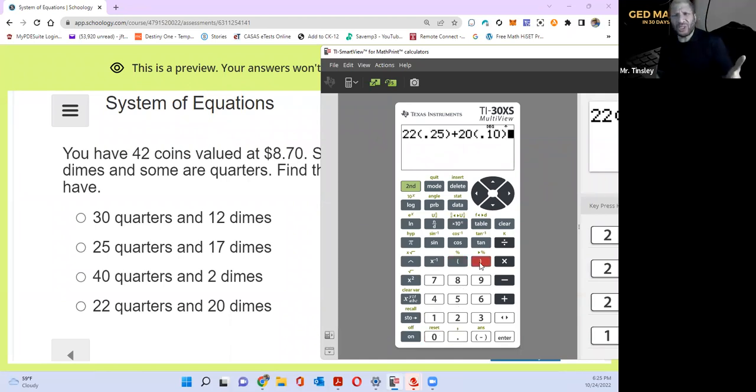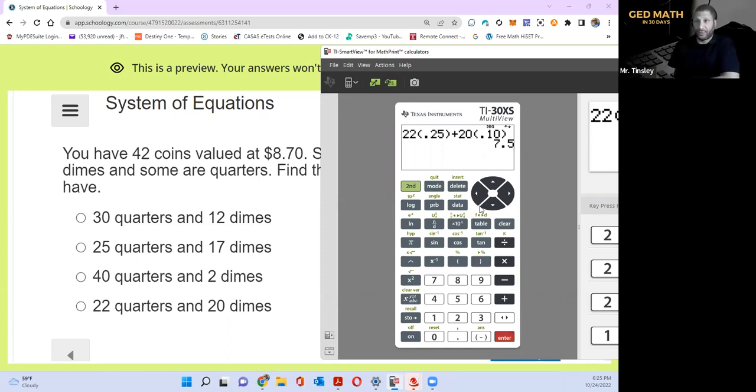Why am I multiplying 22 times 0.25? How much is a quarter worth? 25 cents. How do you write 25 cents as a decimal? 0.25. That's where the 0.25 came from. How much is a dime worth? 10 cents. That's where the 0.10 came from. Let's see if I get 8.70.